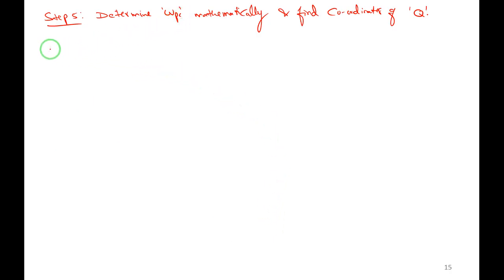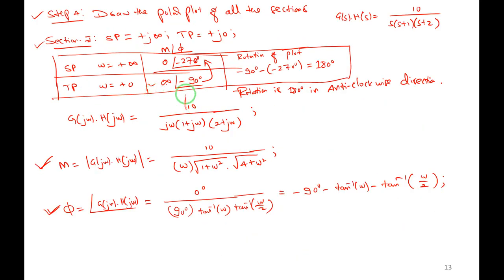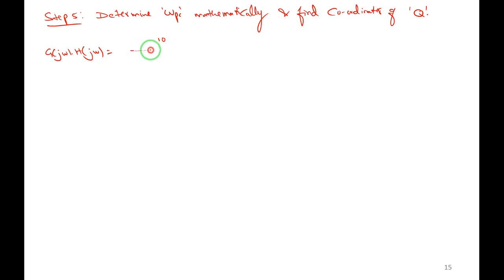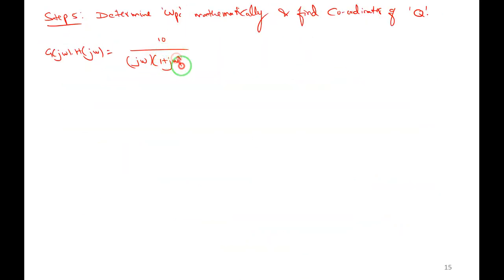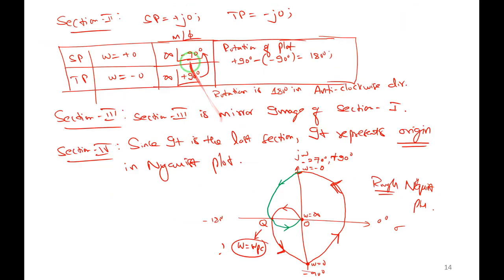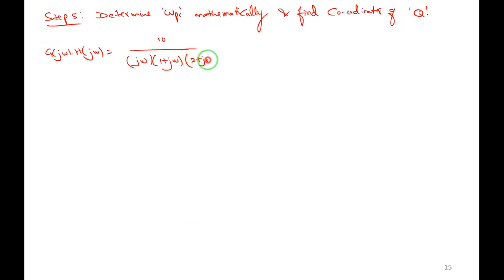We know. First, rationalize. What is g of j omega and h of j omega we will take. Let me write it here. So it is 10 divided by j omega into 1 plus j omega into 2 plus j omega. So the first step is to rationalize it. So 0 plus j omega means 0 minus j omega will come. I will not write 0. 1 plus j omega means 1 minus j omega. 2 plus j omega means 2 minus j omega.